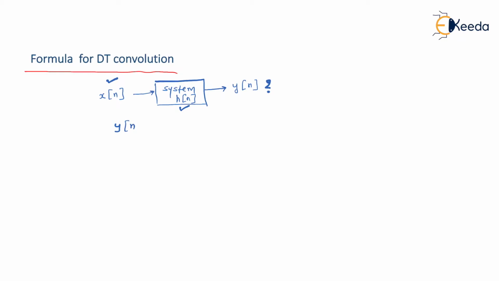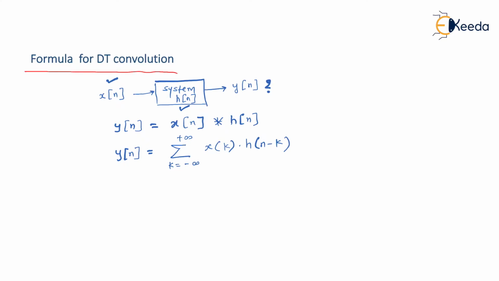We write y of n is equal to x of n convolution with h of n. Or a mathematical formula can be written as y of n is equal to summation k varied over minus infinity to plus infinity x of k multiplied by h of n minus k. So this is the important formula, or this is the only formula to have a discrete time convolution. This formula is very important. If you know this formula, then only you can solve the problems.